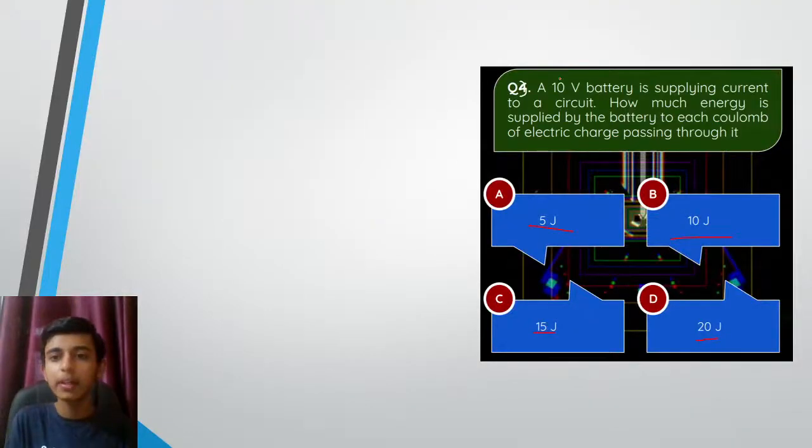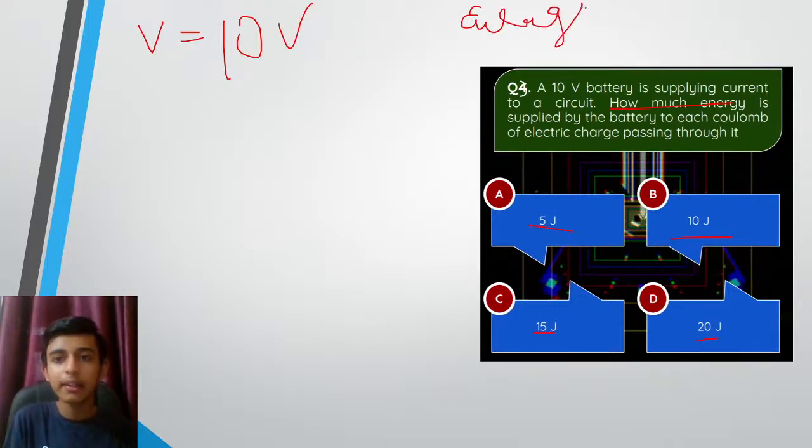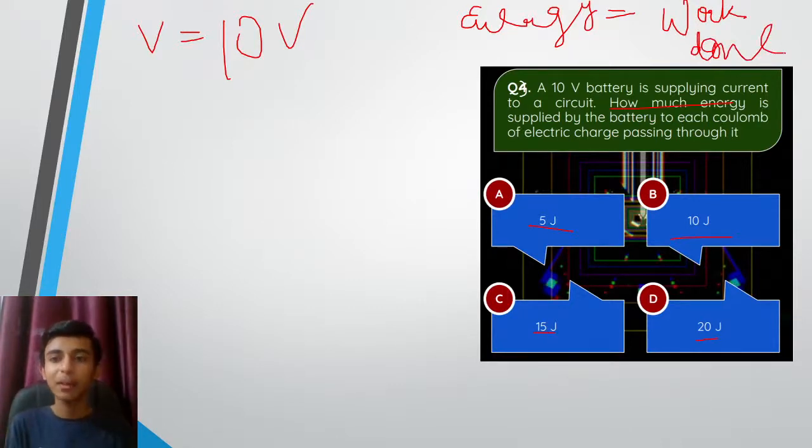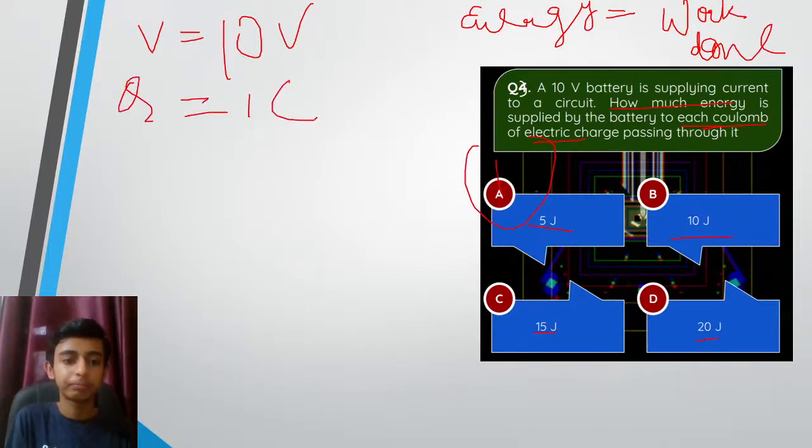Now pay attention over here. They are saying a 10 volt battery. So potential difference, we generally denote it with V. That is given to you, 10 volt. See how much energy is supplied. Energy, in 9th class you read that in this context it will be equal to the work done. Because if we are doing some work we need energy. Without energy we cannot do any work. So battery to each coulomb of electric charge, each coulomb means 1 coulomb. So charge is given to you, 1 coulomb.